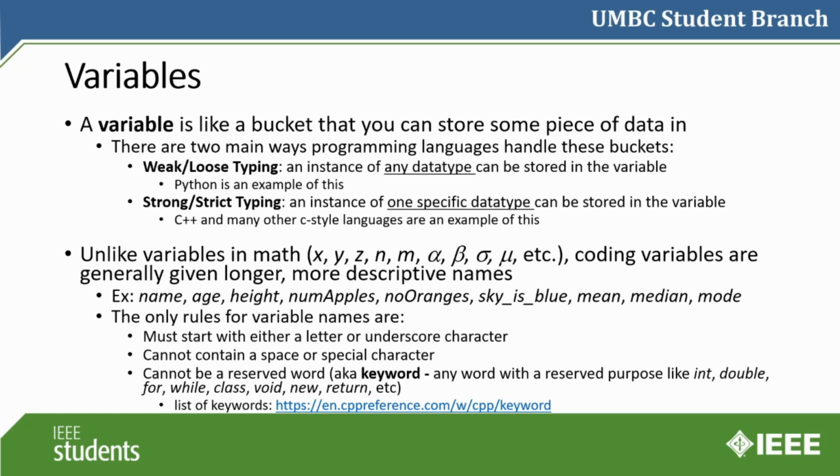They must start with either a letter or an underscore. They cannot contain a space or a special character, like an emoji, for example. Though, from what I've heard, there are special versions of C++ that actually can do that second part. And it cannot be what's referred to as a reserved word or a keyword. This is any word with a reserved purpose, such as int, double, any other data types, as well as other keywords we'll discuss later, like for, while, class, void, new, return, and etc. This website will give you a list of all keywords in C++.